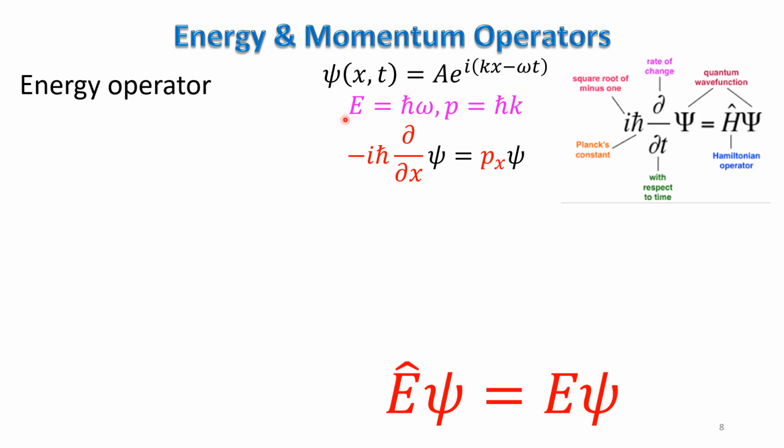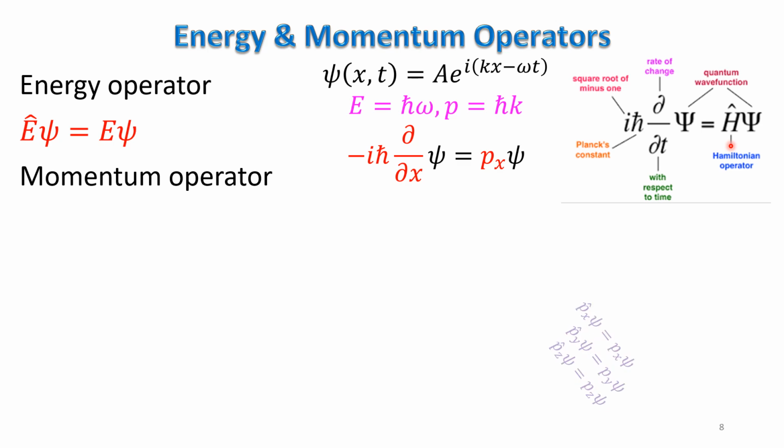Here you must remember that energy is ħω. ħ is h upon 2π, and momentum is ħk. I want to mention here that i is the square root of minus 1, ħ is Planck's constant upon 2π, and ∂/∂t is a rate of change with respect to time. This is operated on the quantum wave function, and when you get energy, that energy operator E hat is no way different from the Hamiltonian. It is one and the same.